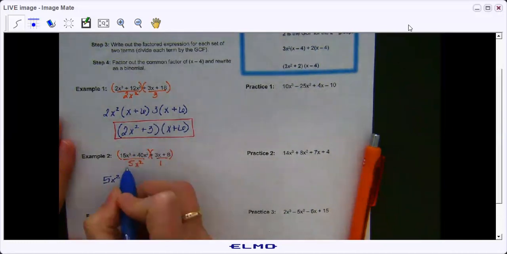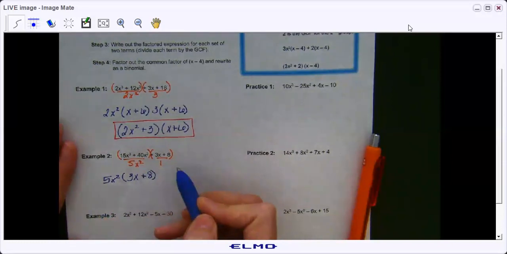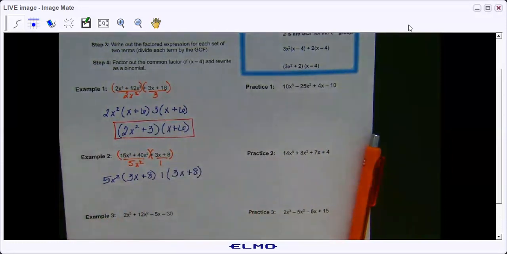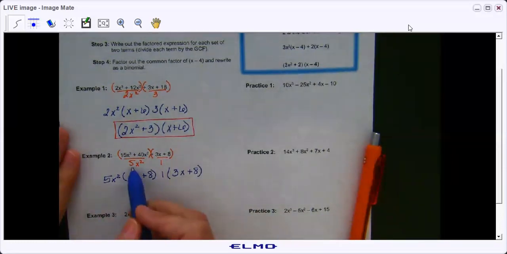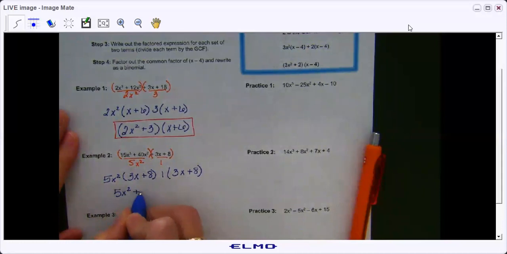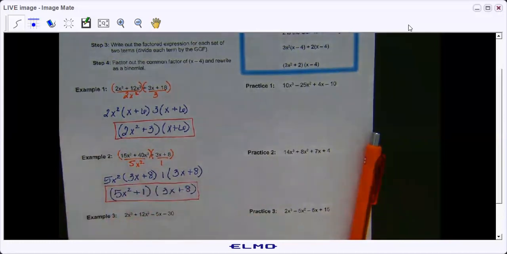15x cubed divided by 5x squared is 3x. 40x squared divided by 5x squared is 8. Then your GCF of 1 comes on the outside, and you're left with 3x plus 8. Yes, that's fine. So I have 15x squared as the GCF of that one. Well, 40 isn't divisible by 15. So then you have 5x squared plus 1 times 3x plus 8. Okay, go ahead and do example 3.